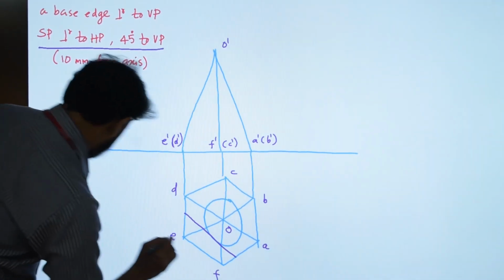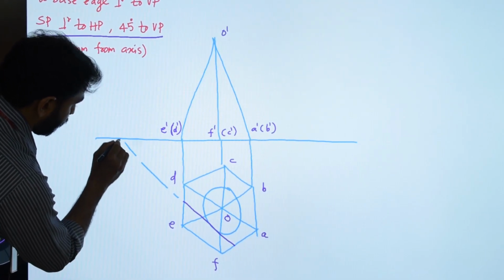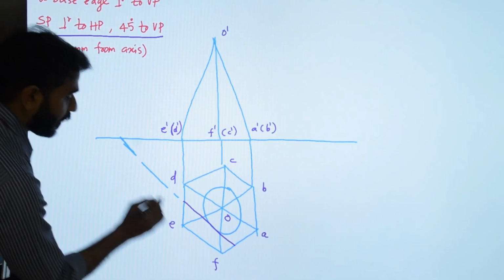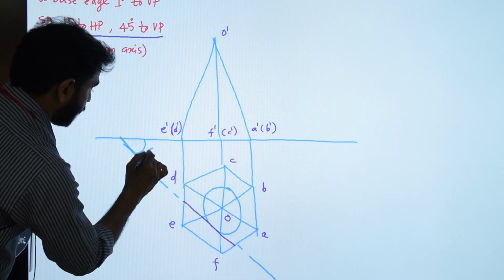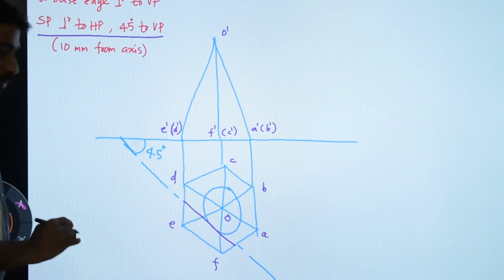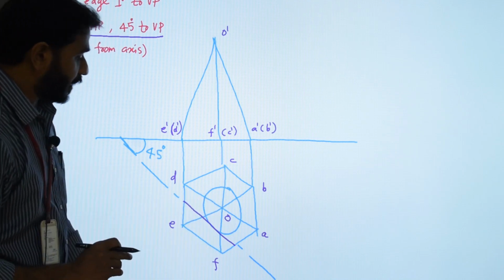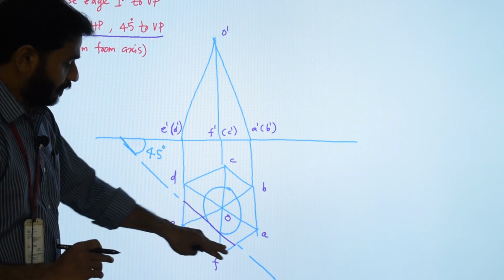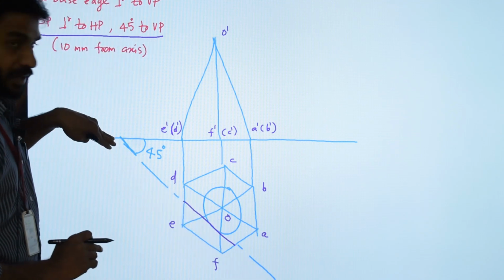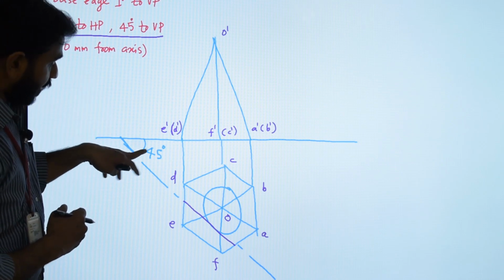At the same time, it should be inclined to VP by 45 degree. So this angle should be 45 degree. So what we have done is, first we drew a circle of 10 mm radius with O as center, and tangential to this circle we have drawn the section plane, the trace of the vertical plane at an angle of 45 degree.